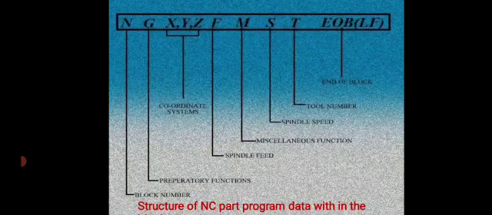Then the structure of an NC part program within manual part programming. This is the structure. The first symbol, N, means the block number. The second symbol, G, means preparatory function. Third, X, Y, Z are the coordinate systems. F means feed rate. M means miscellaneous function, that means coolant on or off, spindle on or off. S means spindle speed. T means tool number. EOB means end of block. This is the order for making the program. That is the NC part programming data.